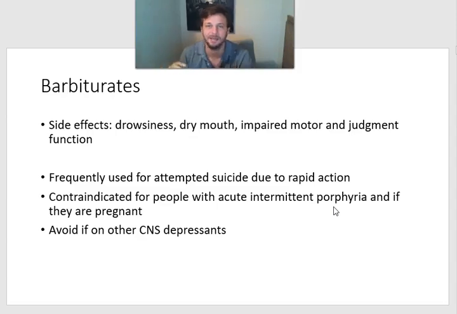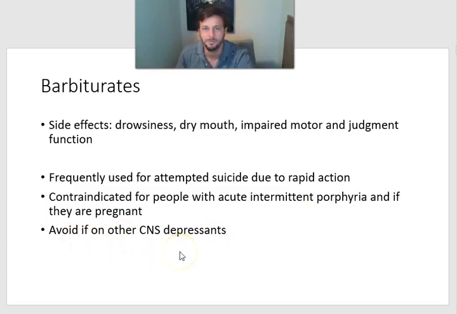And without that, this porphyria molecule can build up. It can cause tachycardia, hypertension, and seizures. And so, if you're on barbiturates, it causes this to build up even more. It can cause seizures.